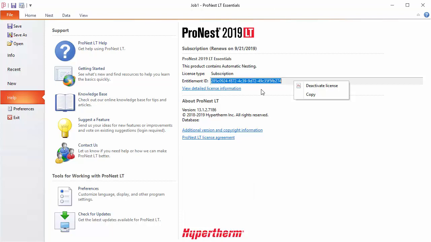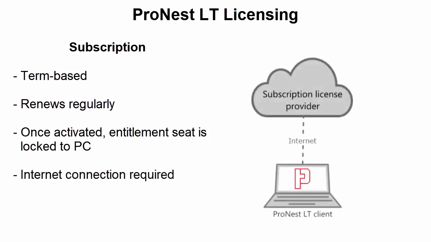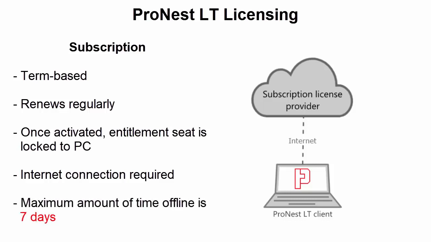Another important note here: with the subscription license, an internet connection is required both in order to activate and to use the software. So as long as your license is active and not expired, the maximum amount of time that you can use the software without an internet connection is 7 days. But after that point, the program will need to connect to the cloud in order to authenticate itself. So just make a note that if you're using Pronest LT with the subscription and it's on a computer that has limited internet access, you'll need to have it connected to the internet at least once every 7 days in order to use that.